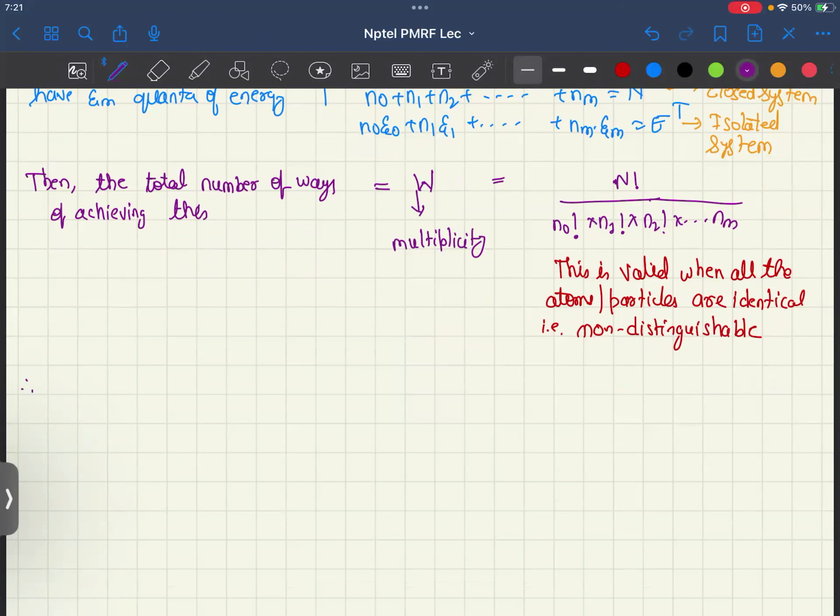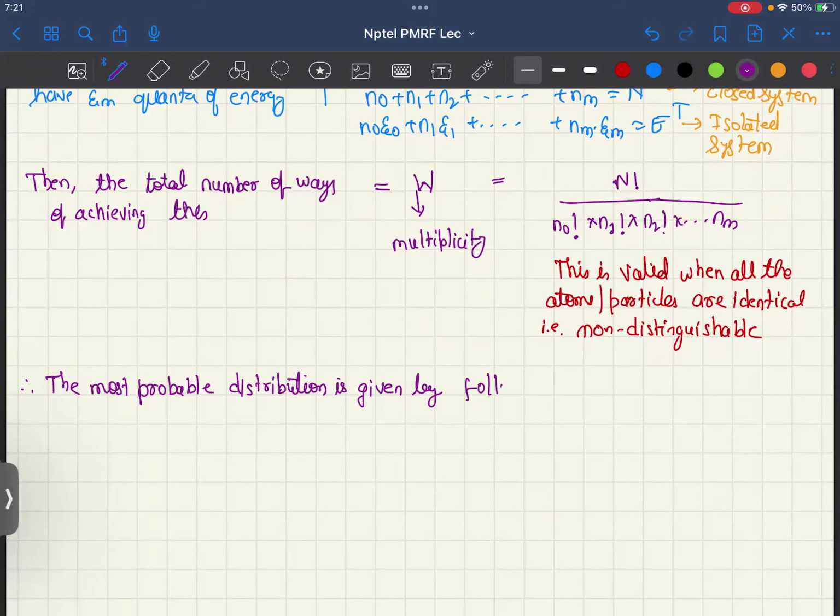Therefore, the most probable distribution is given by maximizing this multiplicity, right? Following maximization problem. Maximize W, right?